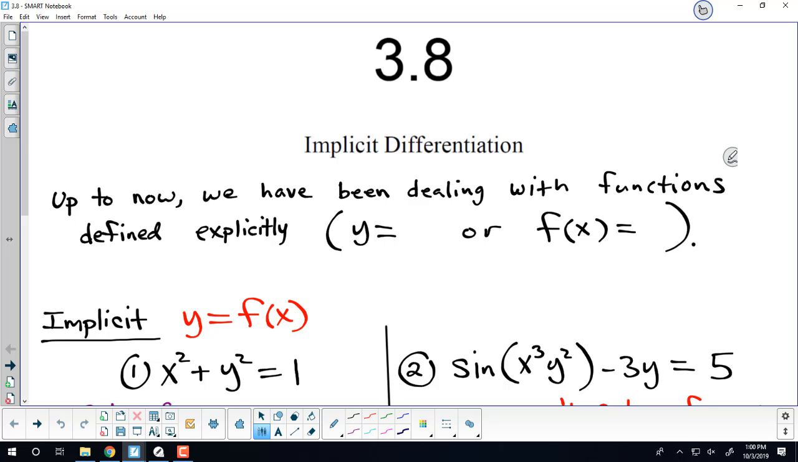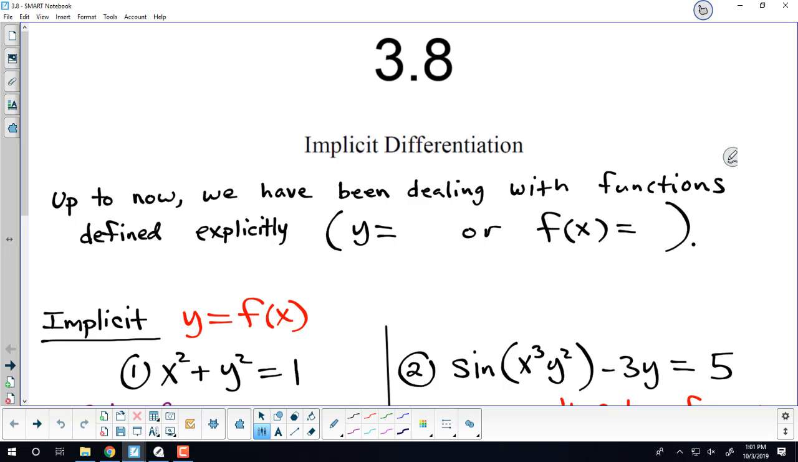So 3.8, we're going to look at implicit differentiation. And you may or may not be aware that when we define functions, typically we see them defined explicitly as y equals a function of x. You can define functions implicitly, where it's implied that y is a function of x, where you may or may not be able to see what the function actually is.